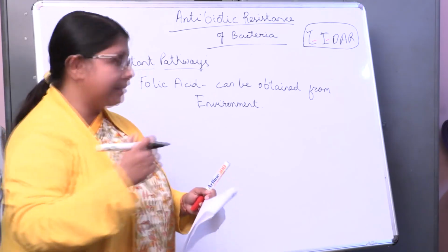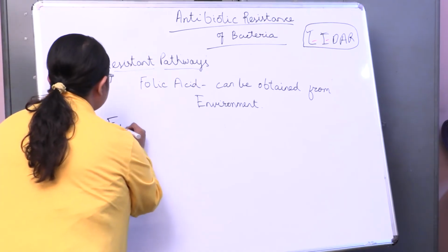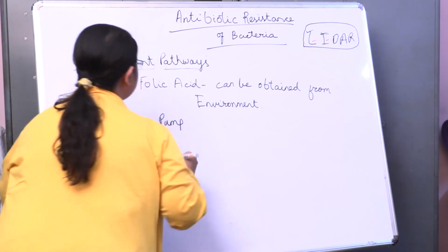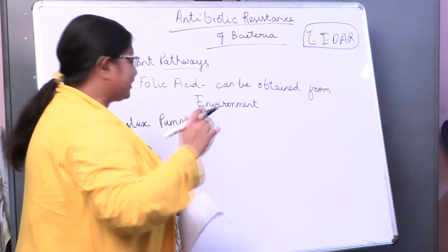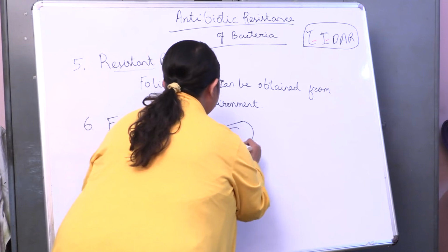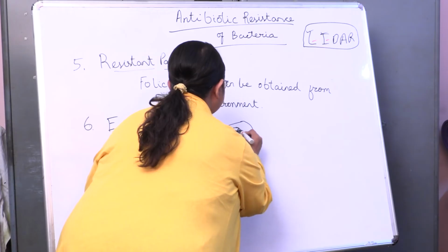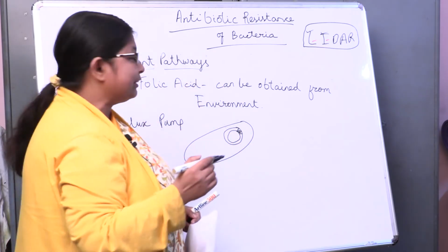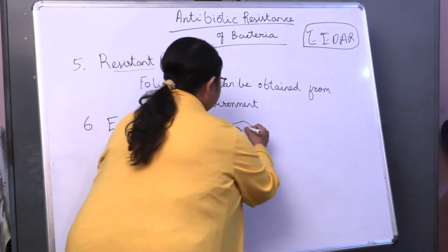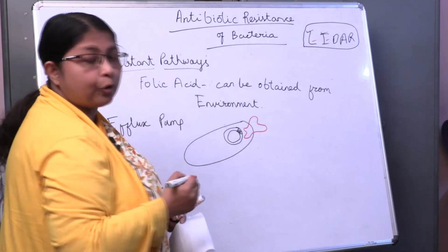Another, last mechanism is the efflux pump. Here, the plasmid of the bacteria possesses some genes. These genes encode for a protein moiety.